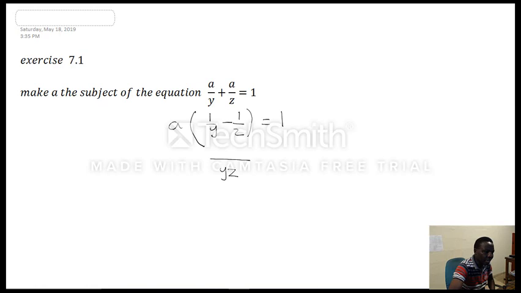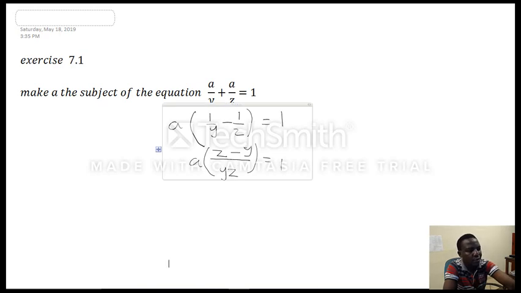YZ divided by Y will give you Z, and Z times 1 is going to give us Z, minus, and Z into YZ is Y. Y times 1 will give us Y, which is equal to 1. So we have this. So we are going to multiply both sides by the reciprocal of what we have in this bracket. So by doing that, we are going to have this.